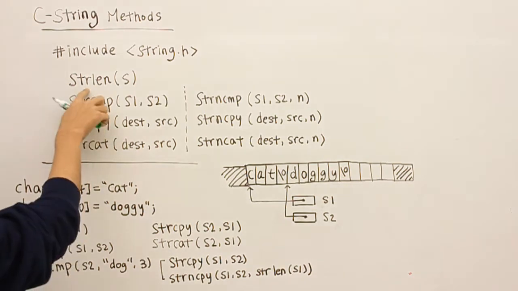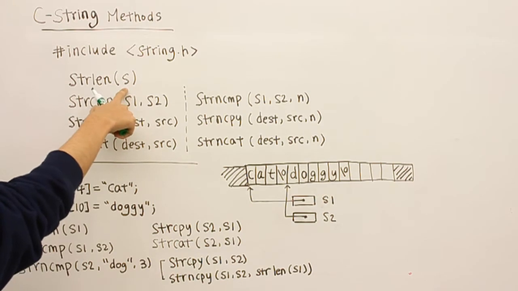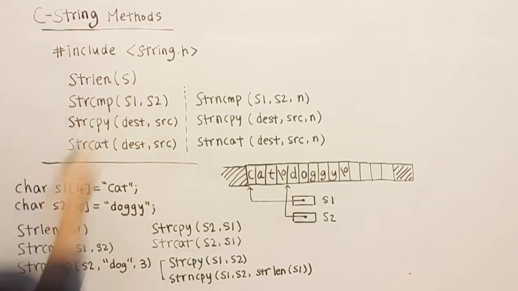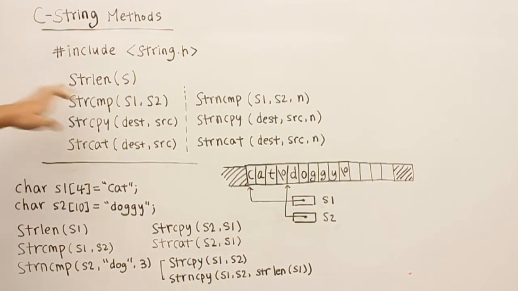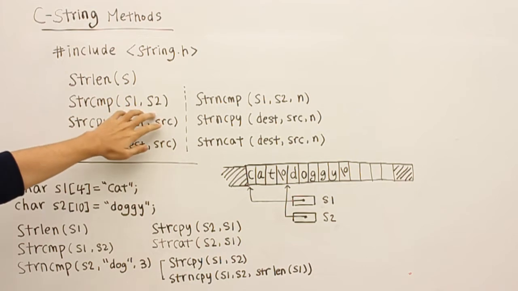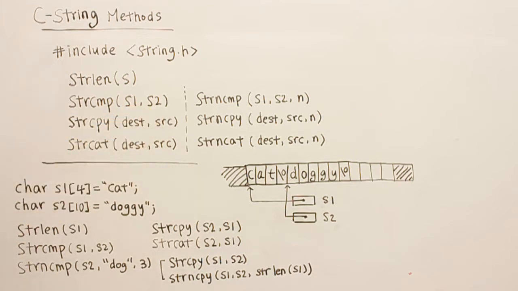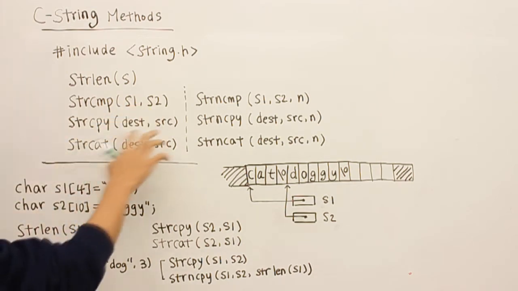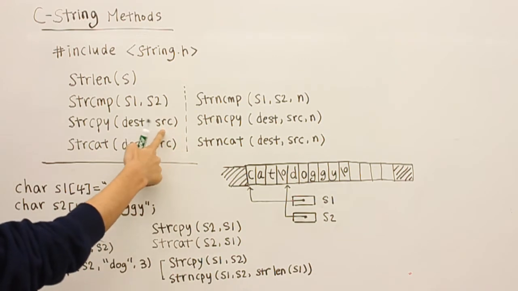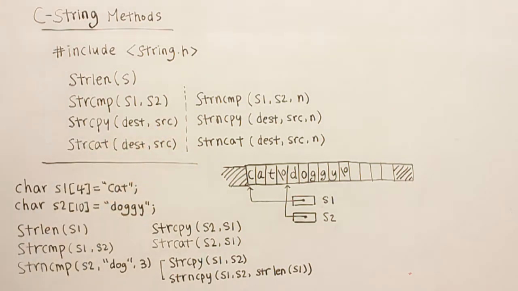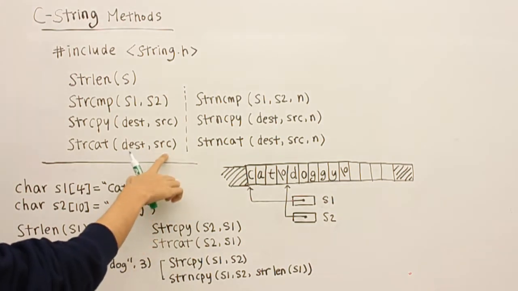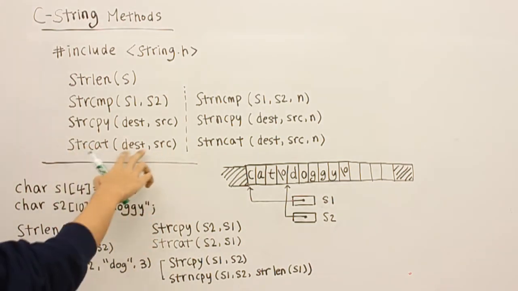So strlen takes in a pointer to a string, so this is a char star, and it basically gives you the number of characters that are in the string. And strcmp basically compares the strings that are stored in these 2 variables. And strcpy takes all the characters in the source string and puts them into the destination string. And strcat, on the other hand, takes all the characters in the source and puts them at the end of the destination string.